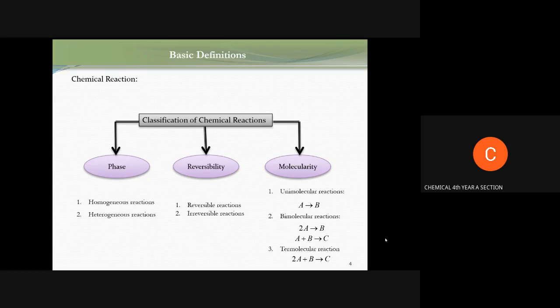And then the last one is molecularity. According to molecularity, there are unimolecular, bimolecular, and termolecular reactions. These are the basic kinds. You can just understand by watching the slide. In the first one, unimolecular, A gives B, the product. Bimolecular means A and B, two molecules, give the C product.